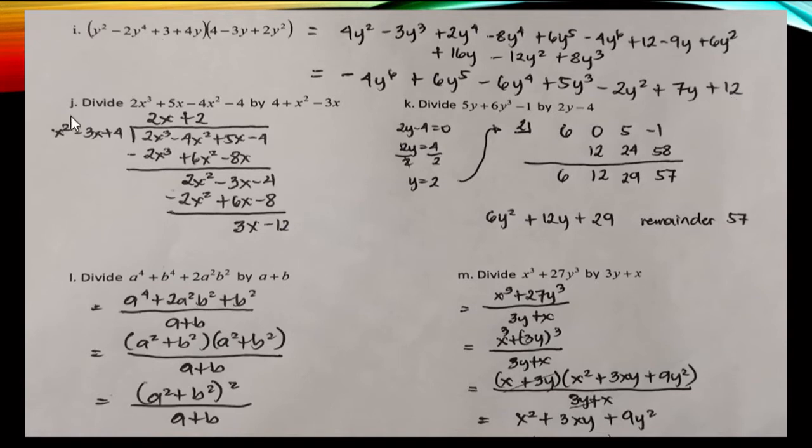Sa J na. Divide 2x cubed plus 5x minus 4x squared minus 4 by 4 plus x squared minus 3x. So, ang ato ang arrange na to siya in decreasing order sa ilang degree. Sa morning, ato ang dividend is 2x cubed minus 4x squared plus 5x minus 4. Divide x squared minus 3x plus 4.